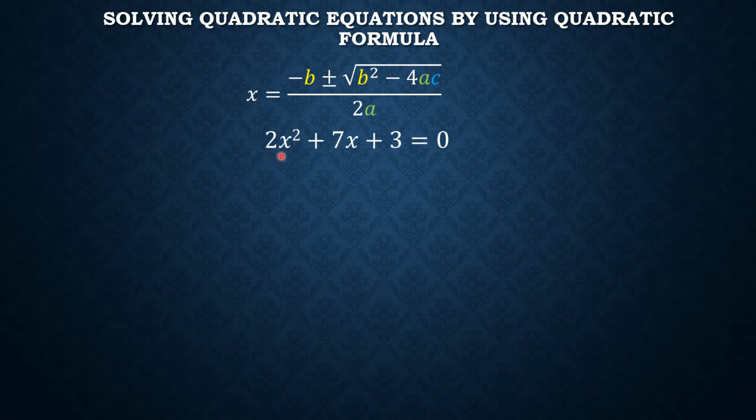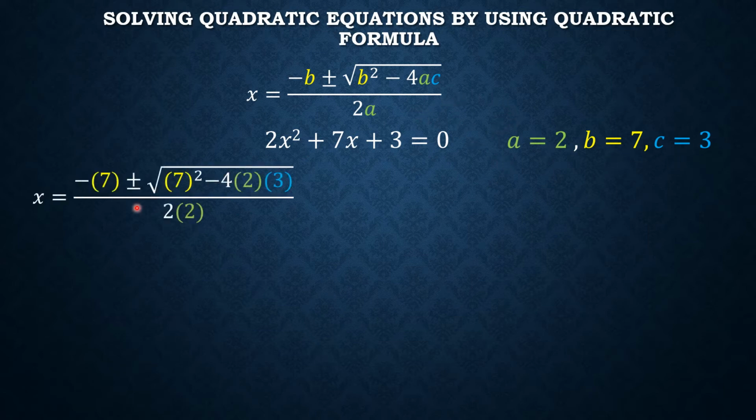Now, let's take a look at the first. Let's solve 2x squared plus 7x plus 3 equals 0 by using the quadratic formula. The first step is to identify the values of a, b, and c. So notice that a is 2, b is 7, and c is 3. Now that we know the values of a, b, and c, we can substitute these values into our formula.